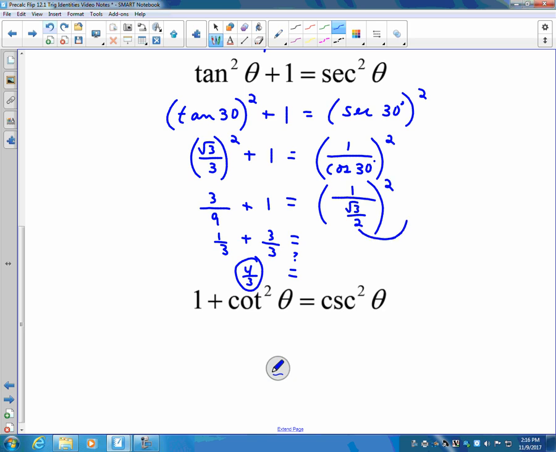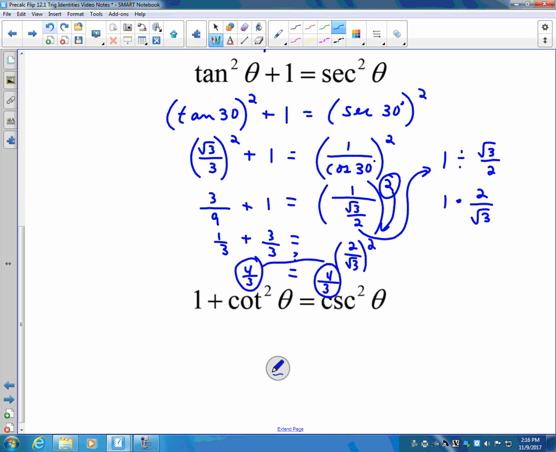Now I'm going to need a little more room here because I've got 1 divided by radical 3 over 2. So I'm going to keep, change, flip. All right, so I've got 2 over radical 3 now. So 2 over radical 3, guess what I'm going to do with that? I'm going to square it, right? Because I haven't squared it yet. What's 2 times 2? Well, that would be 4 up top. What's radical 3 times radical 3? That would be 3 on the bottom. Look at that. 4/3 does in fact equal 4/3.